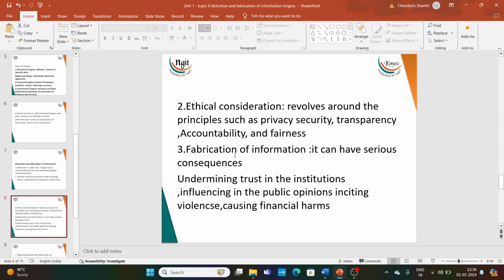Third point, fabrication of information. What will happen in the fabrication of information? It involves serious consequences. Fabrication of information means misleading content and creating false information. From this we get serious consequences for institutions. We undermine trust in institutions, influence public opinion, incite violence, and cause financial harm to others. That comes under financial fabrication of information.